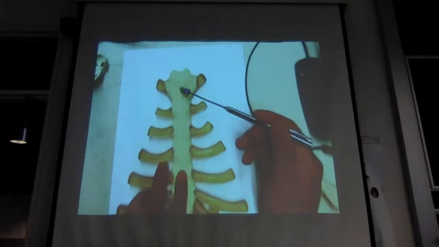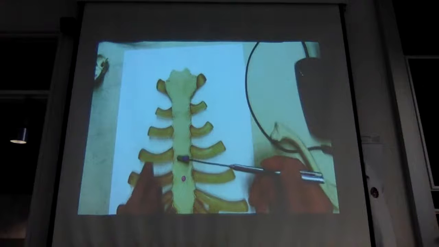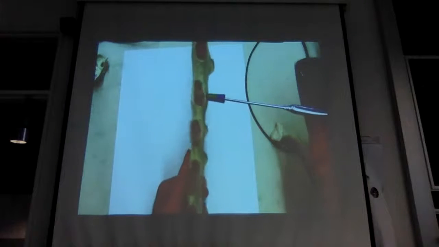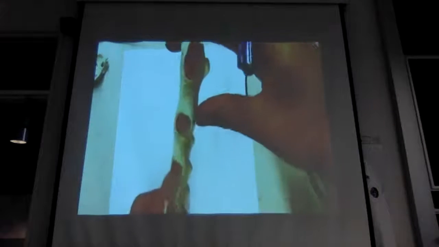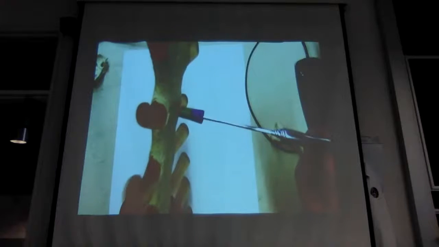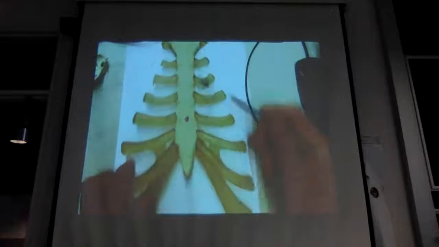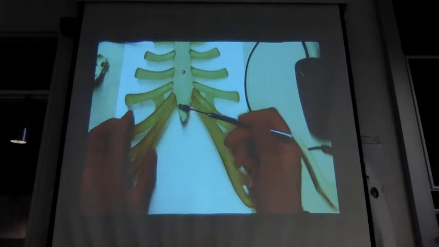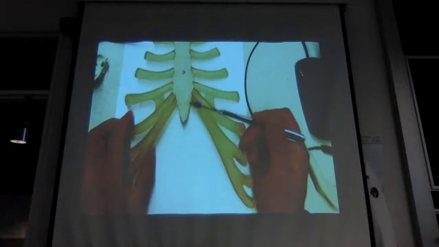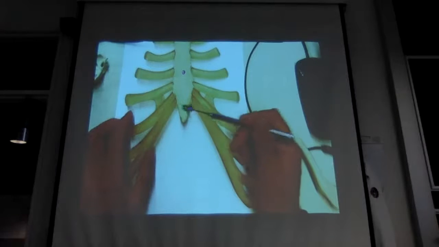Between the manubrium and the body, this is the sternal angle. Should actually show it as slightly bent, but it's not here, unfortunately. And then this last piece down here, where no ribs articulate, no costal cartilages articulate, what's this part called? Xiphoid process, X-I-P-H-O-I-D.